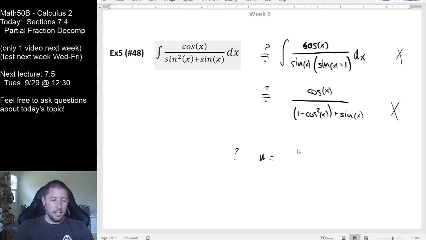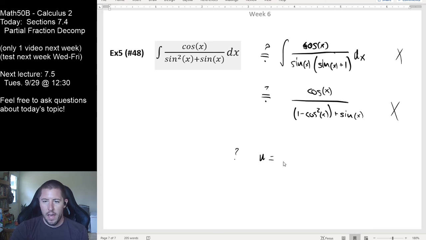Could I make a u substitution here? We are smart enough to stop and think about this one. I am hoping that you recognize that some good u-sub choices here are either u being sine or u being cosine. If I were to pick u to be cosine, I'd get du is negative sine x dx. But you should notice that the sine components are in the denominator and the dx is in the numerator. So I don't think I want to go that way.